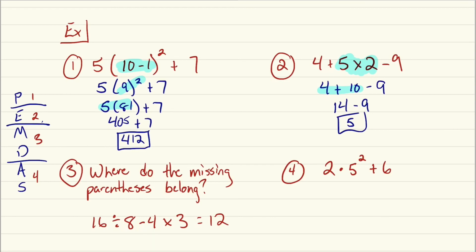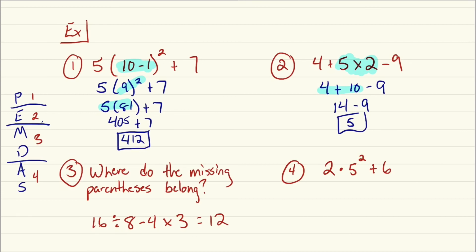Let's just start by checking. If I put parentheses around the first 2 numbers, what does that give me? Well, 16 divided by 8, we would have to do first because it's in parentheses. So 16 divided by 8 is 2. Well, then after that, we would have to do the multiplication, because multiplication comes before addition and subtraction, right? So we would end up with 2 minus 12, and 2 minus 12 does not give me 12. Okay, so we know that parentheses can't go around the first two numbers.